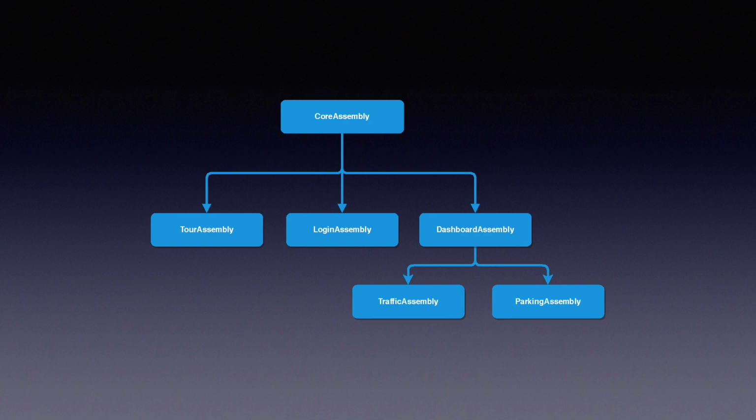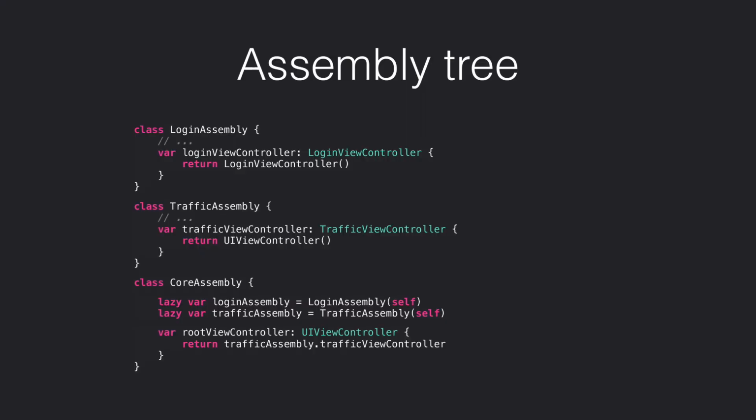So if you have things that are tour related, put them in a tour assembly. If you have login related things, put them in a login assembly. And the tree in reality could look like this. It's a really simple example. So you have a login assembly, you have traffic assembly, and a core assembly.